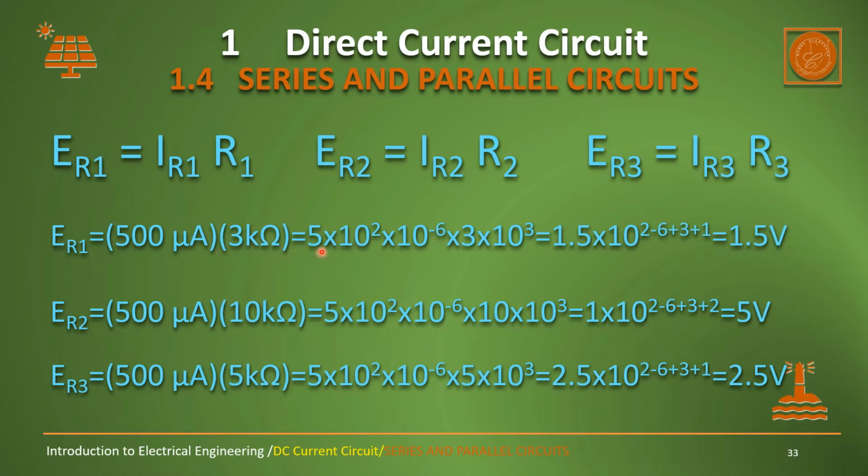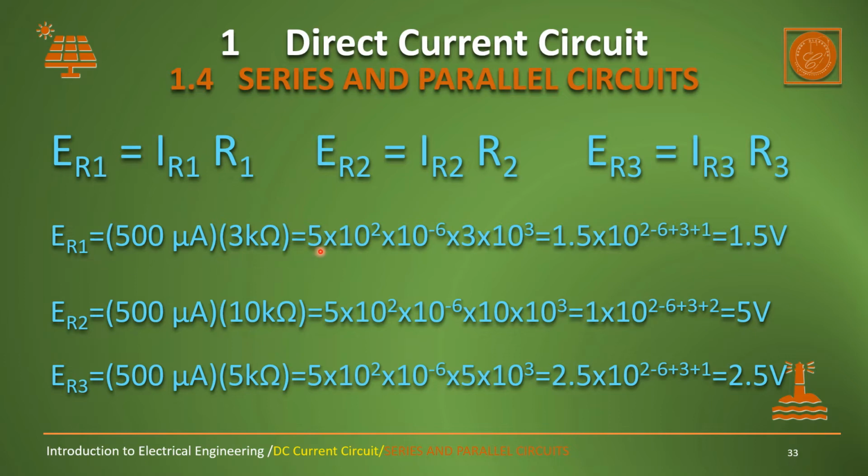So we can do the calculation. 500 is 5 times 10 to the power 2. The microamp is times 10 to the power minus 6. And the 3 kilo ohm is 3 times 10 to the power 3. So 3 times 5 equals 15, which is 1.5 times 10 to the power of 2 minus 6 plus 3 plus 1. We get the value 1.5 volts. This is the voltage drop across resistor R1.